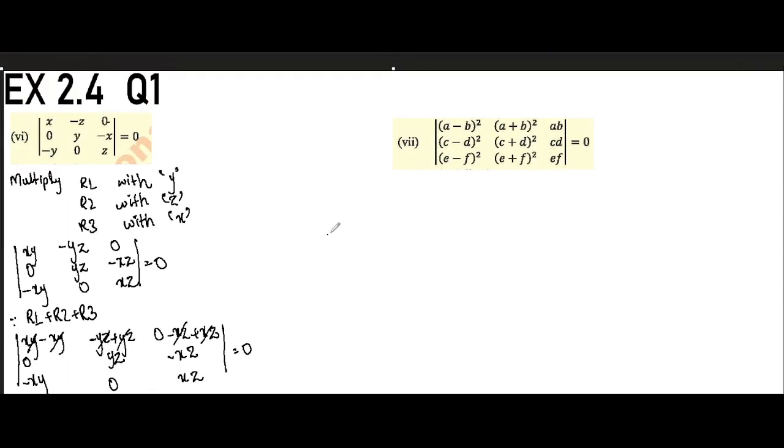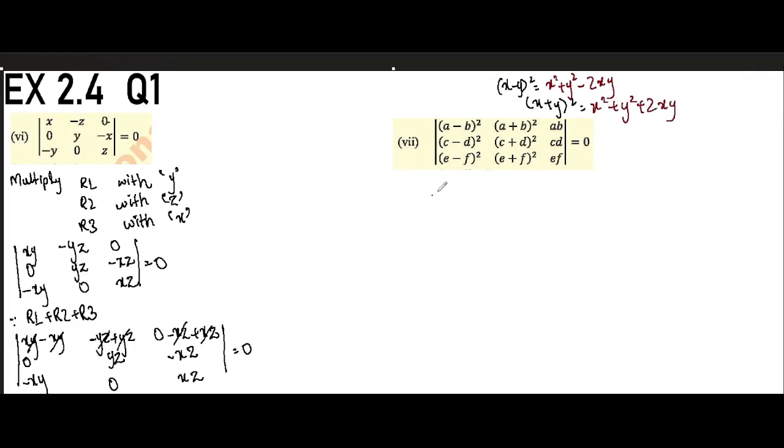Now let's do the last part, which is a minus b whole square, a plus b whole square, and ab, and so on. Now first of all, write the formula of x minus y whole square is equals to x square plus y square minus 2xy, and then we are having x plus y whole square, which is equals to x square plus y square plus 2xy.